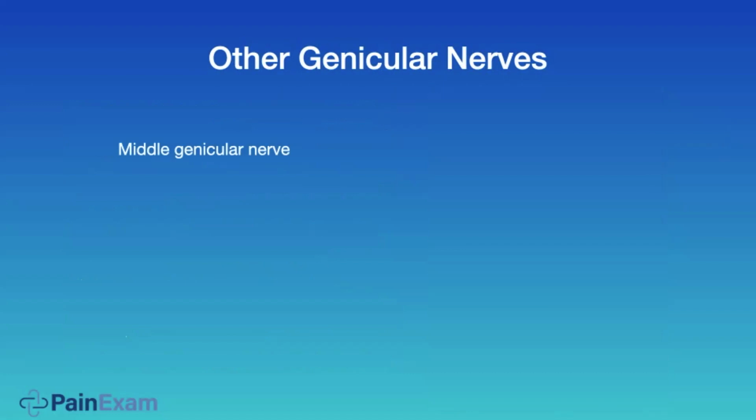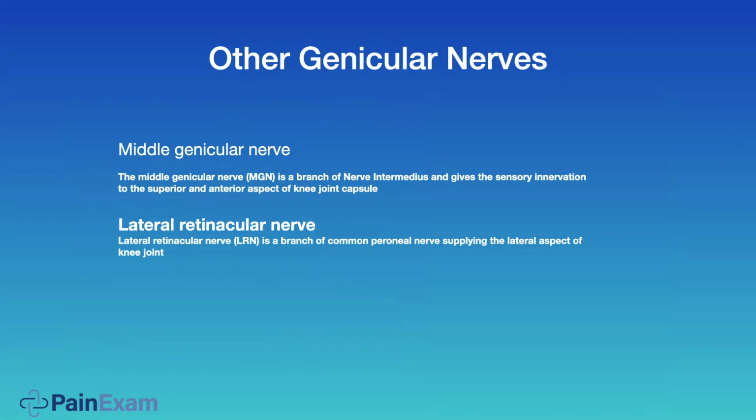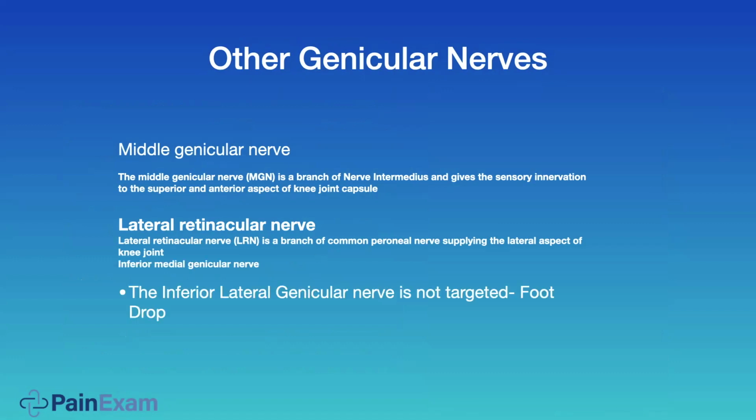I'm not going to focus too much on the middle genicular nerve. It's a branch of the nervus intermedius and gives sensory innervation to the superior aspect of the knee joint. It can be blocked. The lateral retinacular nerve is from the common peroneal nerve and supplies the lateral aspect of the knee joint. The inferior lateral genicular nerve is not targeted because you get a foot drop, so you do not want to RF this or do anything to it.